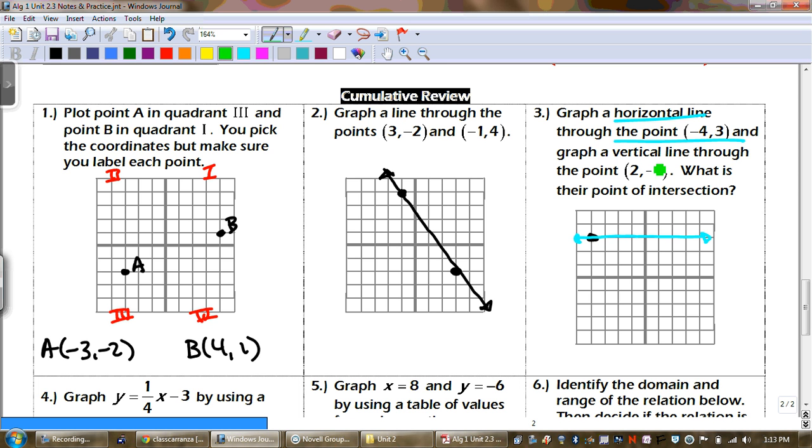Now the next one is saying to draw a vertical line through 2, negative 1. So 2, negative 1 is right there, and I'm going to graph a vertical line. And they want to know what's our intersection point, and it's that point right there. And where those lines meet is 2, 3.